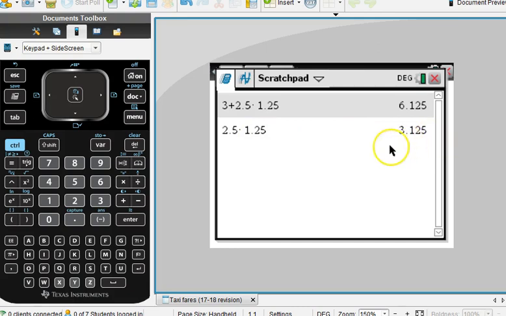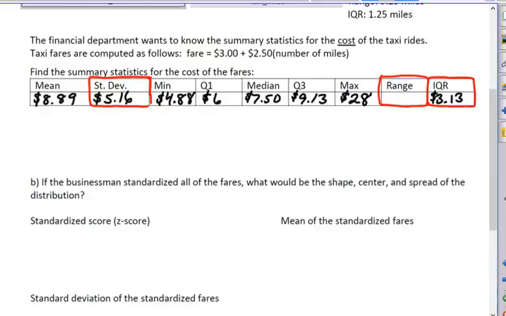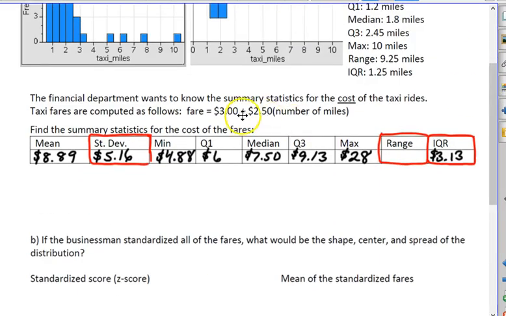So the spread is not affected by shifting the data right and left. It's only affected by multiplying the data. So the range as well is only going to be affected by the multiplying. So instead of 3 plus 2.5 times 9.25, we don't do the 3. We just do 2.5 times 9.25. And that would give us our range.